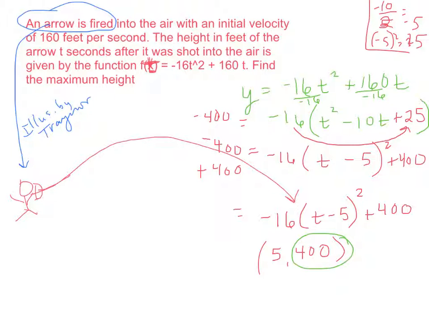If I went straight up here now and I plugged 5 in, 5 squared is 25. Times 16 is negative 400. Plus 800 gives me my 400 there. So no matter what, you don't ever have to plug it in, it'll be the last number.